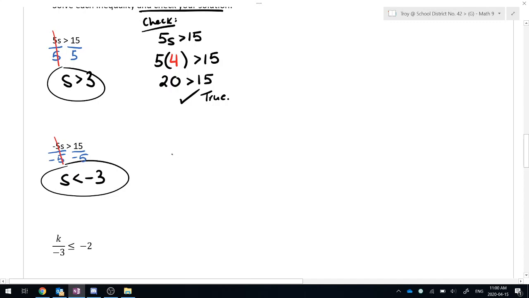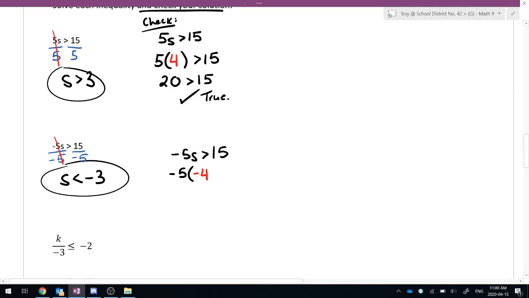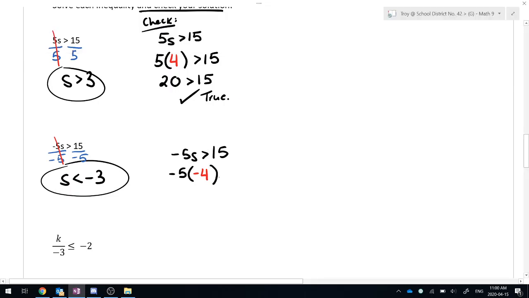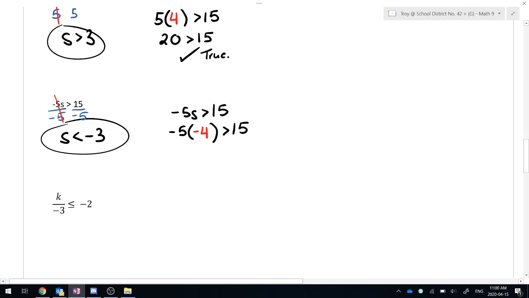So we need to pick a number that is less than negative 3. So a number that's less than negative 3 would be negative 4, for example. So I can use negative 4 here. And then multiply that together. So negative 5 times negative 4, positive 20. And as we can see, 20 greater than 15. Is that true? Yes, it is. So we're good.